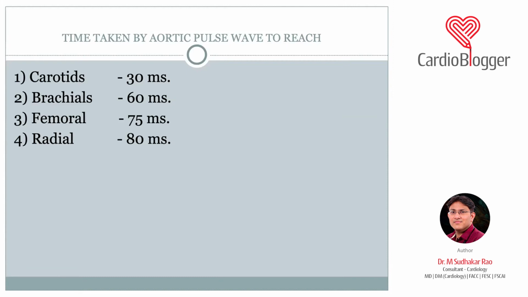Now, why is this important? Many a time we say radio-radial delay, radio-femoral delay. To appreciate a radio-femoral delay is very difficult because the time difference is 80 minus 75, that is only 5 milliseconds, which cannot be appreciated by us. But a brachiofemoral delay is 75 minus 60, that is 15 milliseconds, which is still okay. But in a radio or brachiofemoral delay, it is not the time period which is important. It is the rate of rise of the pulse which is important.